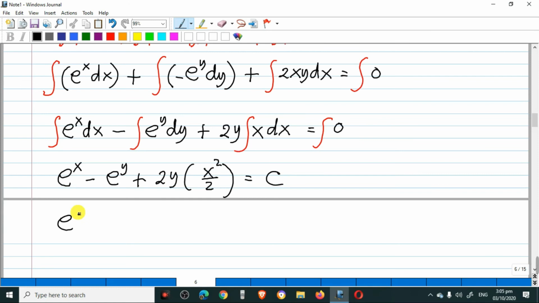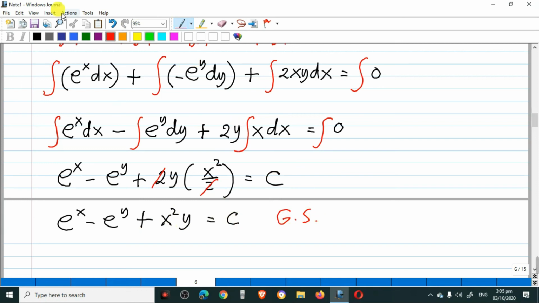Yan. And simplify, this is e raised to x minus e raised to y. 2 will be cancelled out. 2, may 2 sa taas, may 2 ka sa baba, tanggal na yung lahat ng 2 mo. So, this is plus. Unahin natin yung x squared, y. And this is equals to c. So, this is already our general solution.